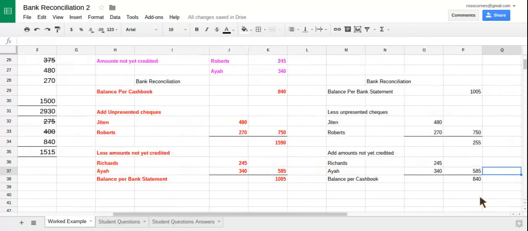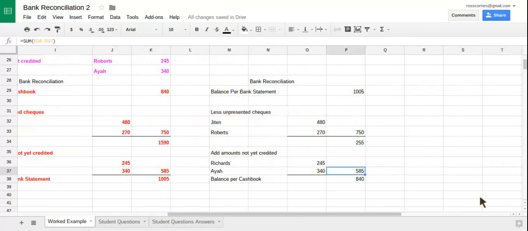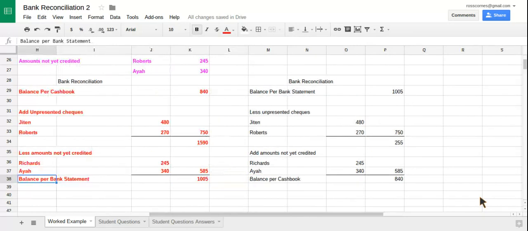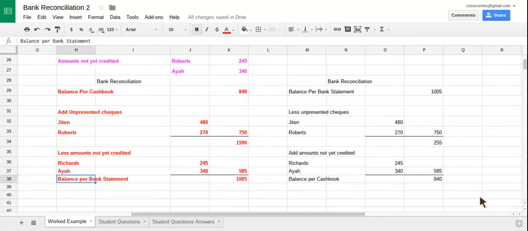You will also see bank reconciliations done from the basis of balance as per the bank statement down to balance as per the cash book. And what you'll notice if you decide to do it that way, instead of adding unpresented checks, we less unpresented checks and we add amounts not yet credited. And I'm showing you both ways just because particularly mark schemes quite often do one way or the other.